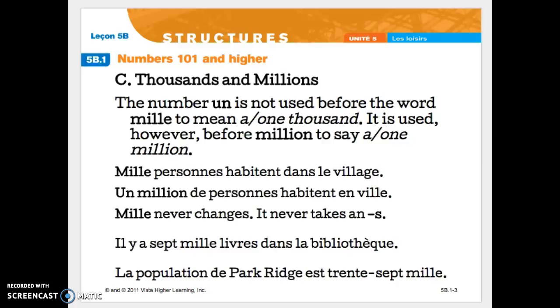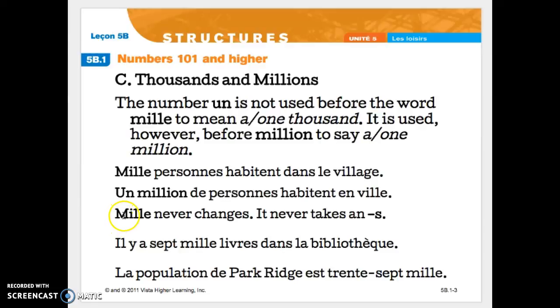For thousands and millions, the number un is not used before the word mille to mean 1,000. However, it is used before million to say 1,000,000. If you wanted to say 1,000 people live in the village, you don't have an un in front of it. However, if it's a million, 1,000,000 people live in the city.